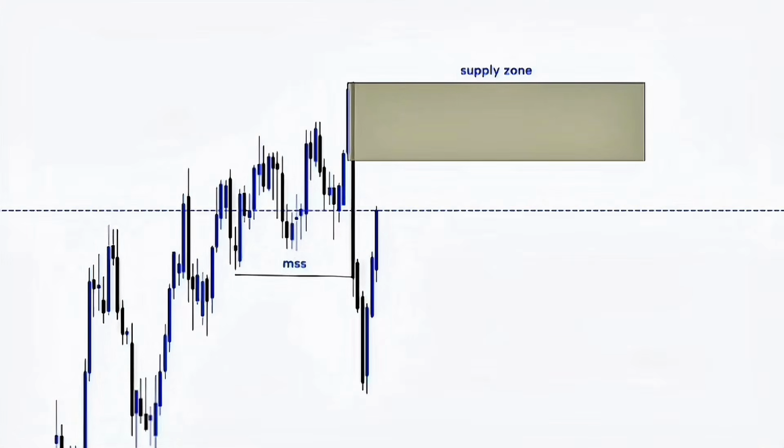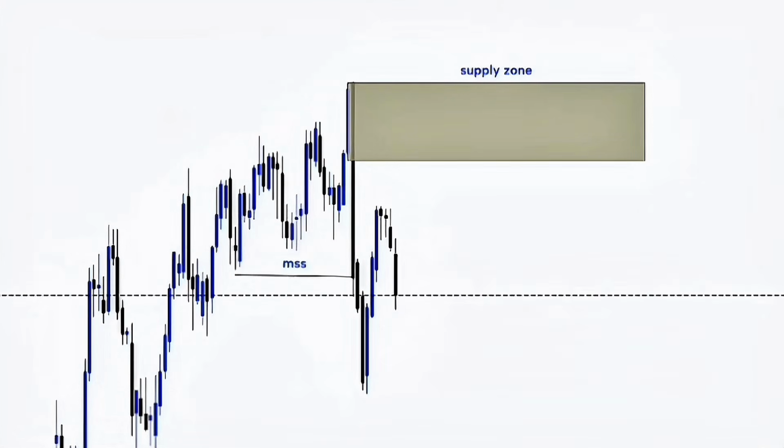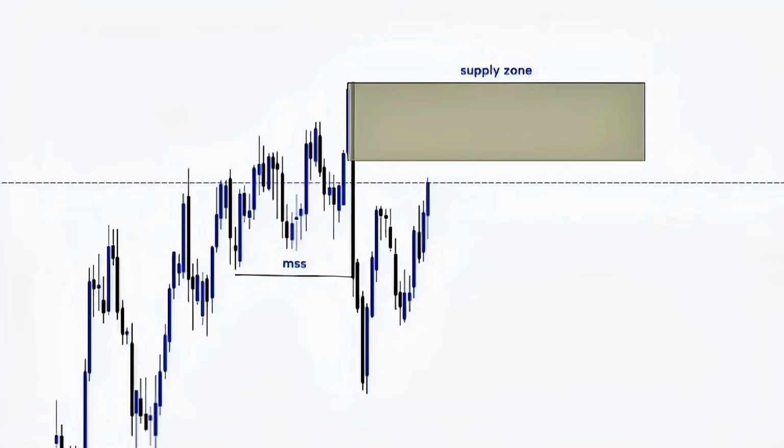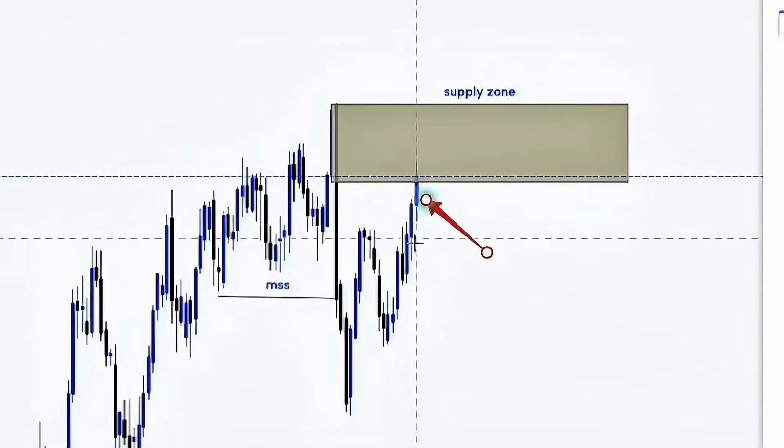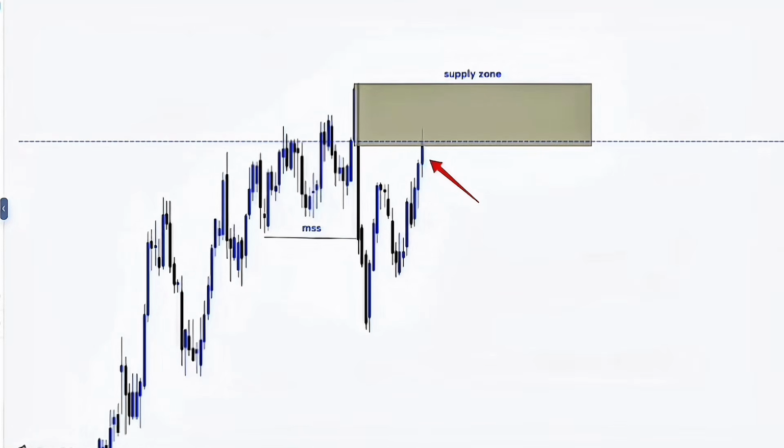At this stage, I'm not looking for any entry. All I want is for price to come back to my higher time frame POI. Until that happens, there is nothing to do but wait. Now price has returned to the zone. This is where many traders jump into the trade immediately, but I still do not have confirmation.